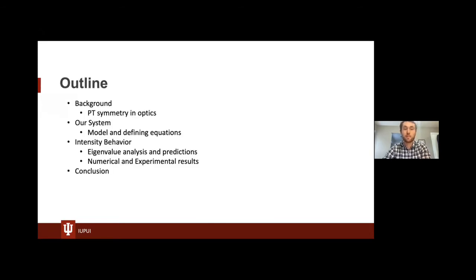So a brief outline, I'm going to give you a brief introduction to PT symmetry in optics. I'll then introduce our system with a model and some defining equations. Then I'll give an example of some intensity behavior in these lasers and how they're affected by time delay, starting with an eigenvalue analysis, some predictions, and then I'll present some basic results, both numerical simulations and experimental results.